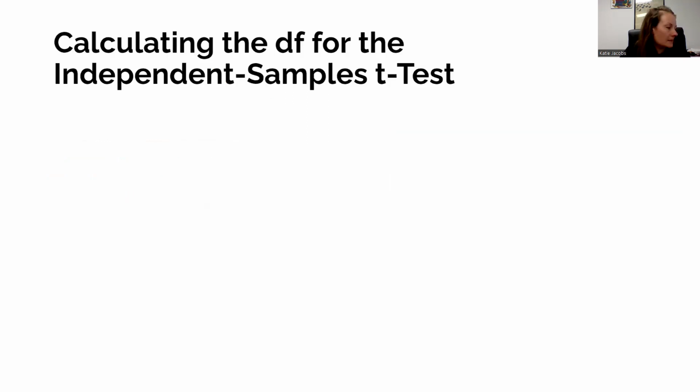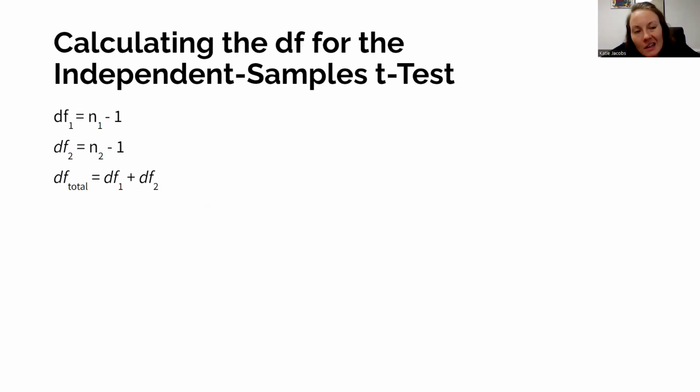So there's a very specific way to calculate degrees of freedom for the independent samples t-test, and there's actually 2 different ways. We have DF sub 1, which is the degrees of freedom for your first group. That's the size of your first group minus 1. Then you can get your degrees of freedom for your second group, which is the size of your second sample minus 1. And then to get the degrees of freedom for the entire thing, you add those 2 degrees of freedom together.